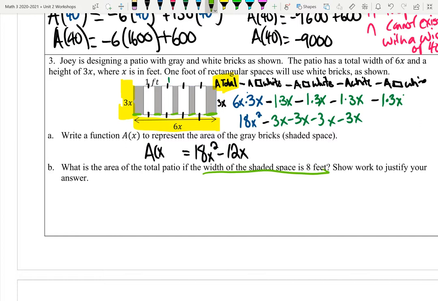Well, what is the width? The total width is 6x. And we know from various regions, from here to here, it's 1, another one, another one, and another one. So I need this part.